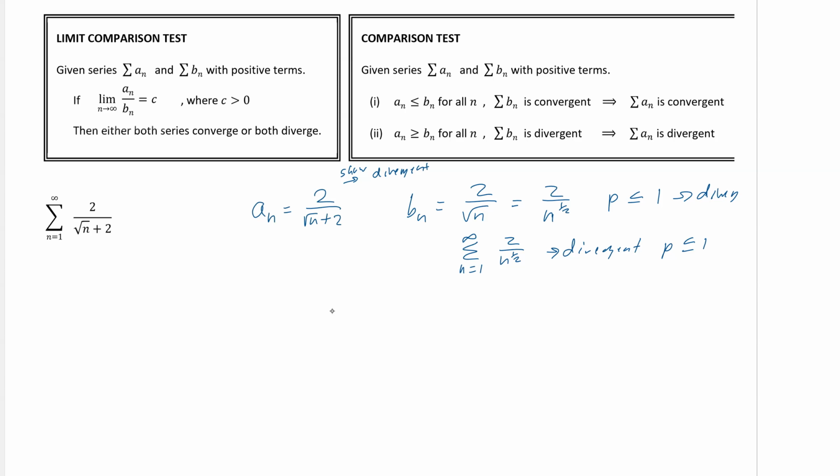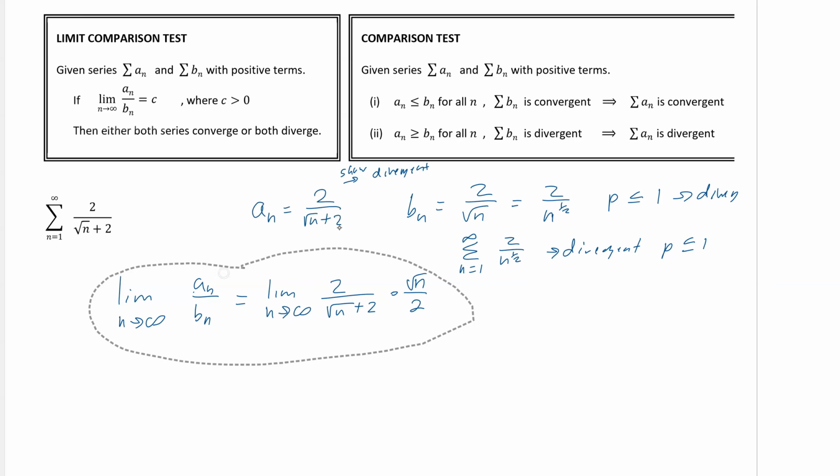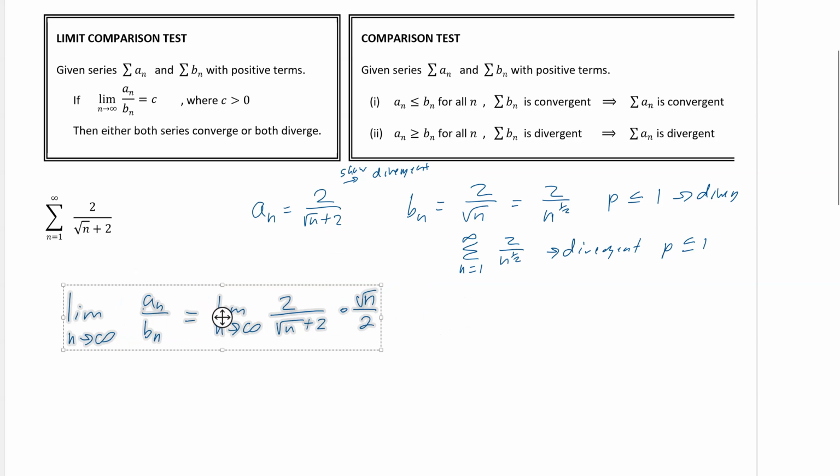All right, so what we do is we take our limit of a sub n over b sub n, and I've already got that here, and we rewrite it. So the limit as n approaches infinity of a sub n over b sub n, and so that would be the limit as n approaches infinity. And the way you write it is just like any other fractions. When you're dividing by a fraction, you take the reciprocal. So this would really just be radical n over 2. All right, we're just trying to show that this is some number that's bigger than 0. So the 2's would cancel, giving us radical n over radical n plus 2.